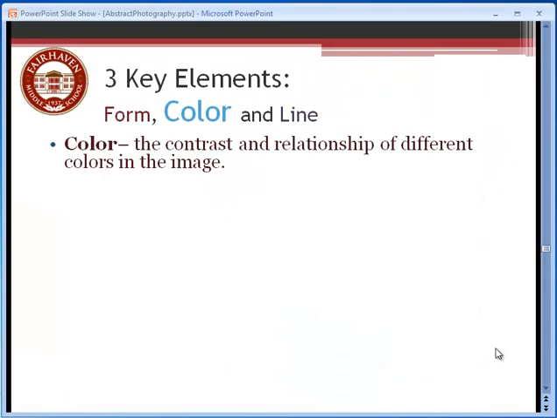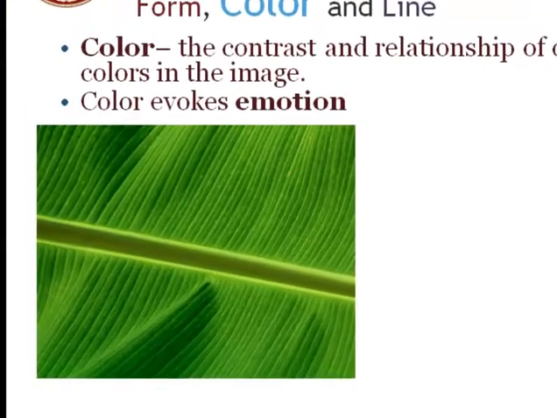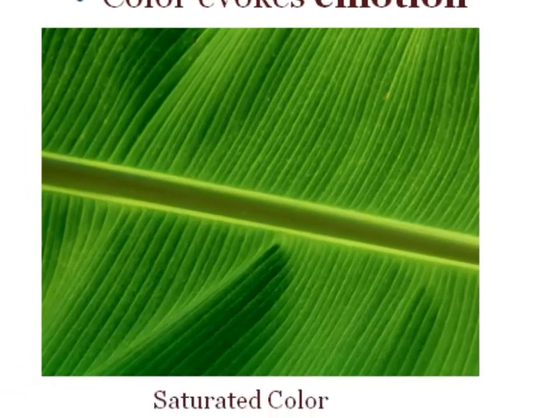Next we focus on color. Color is a very emotional topic. Different colors evoke different emotions, and we want to focus on the contrast and relationship of different colors in an image. Again, color evokes emotion. So here we have very saturated color. Saturated means a very rich color. And so the green here is just very intense, very saturated. And that makes an interesting abstract photograph. We probably can guess that it's a leaf, but we're not exactly sure what the image is, what the subject matter is.